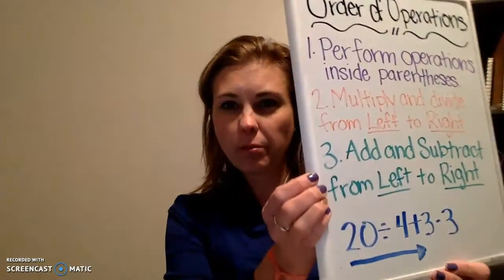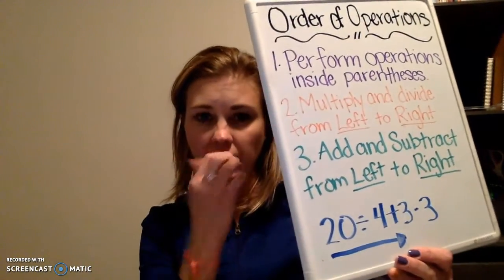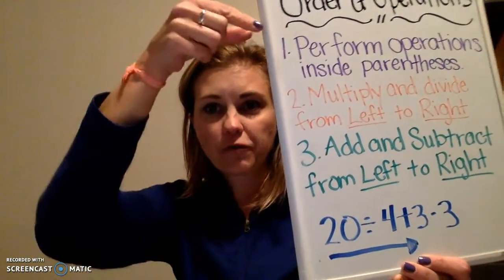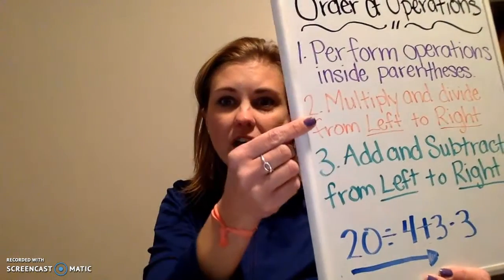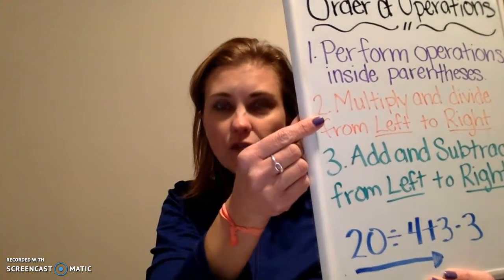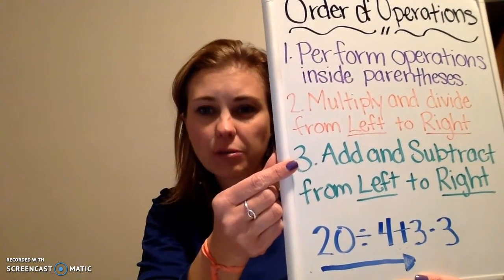All right, the first thing I need to do is go through and solve all of these expressions. So before I do that, I want to remember my three rules that we worked on for order of operations. Rule number one, I perform the operations inside the parentheses. Then I multiply and divide from left to right. Then I add and subtract from left to right.